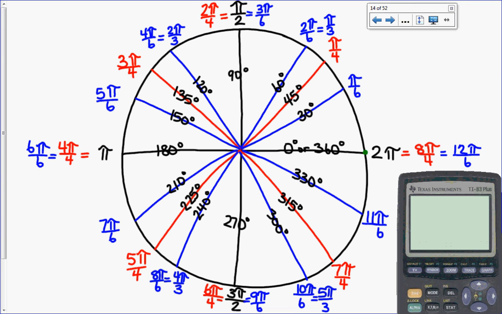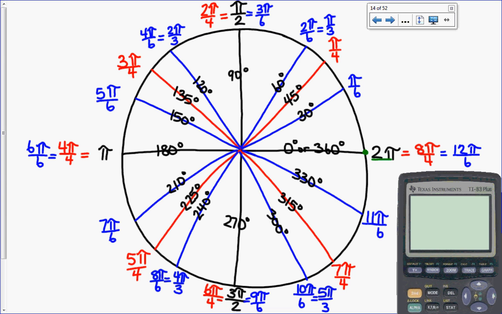Just as a review from last day, remember that this point here where this green circle is, the measure of that angle would be 0 degrees, or if you've gone a full circle around, it could also be 360 degrees if we're measuring in degree mode. But if we're measuring in radian measure, that's 2 pi.